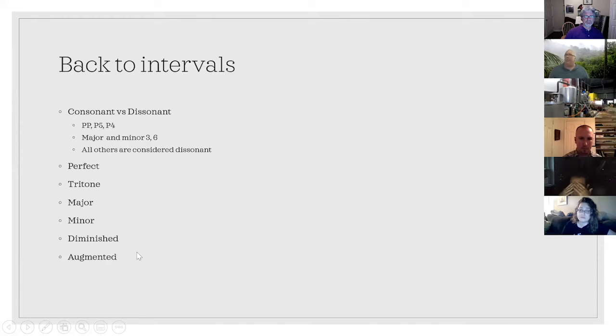Augmented means the opposite. Rather than going down on a regular major interval, you actually go up. So when you take any note and you raise it, that becomes an augmented note. And that's also important when you're talking about triads, because an augmented triad usually indicates that you've augmented the fifth of that triad, an augmented fifth. Okay.